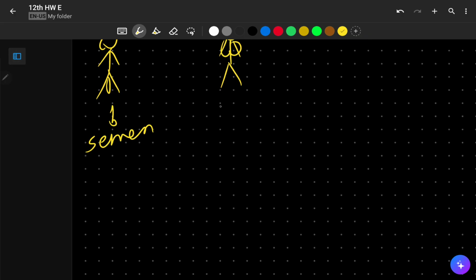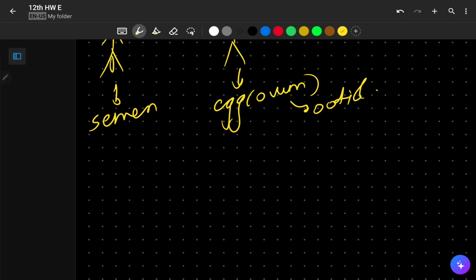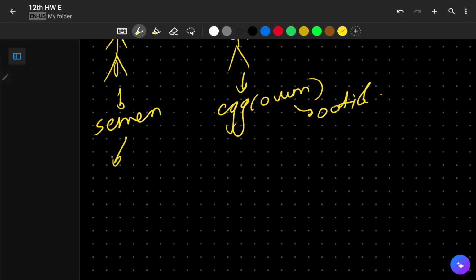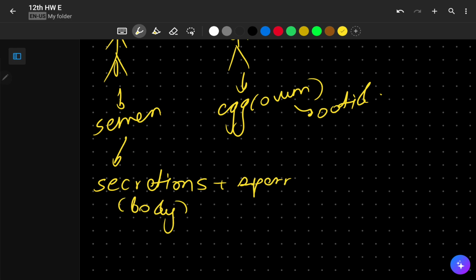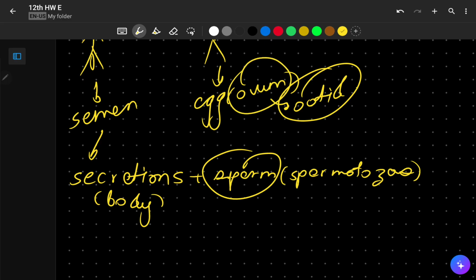Boy releases semen and she just has the egg, which is called ovum and in future called as the oocyte, and that's it. She just has that work, and of course a 9 month gestation period for creating the baby. Now semen has two things. It has secretions from the body, and it has sperm, also called as spermatozoa. This is an important thing.